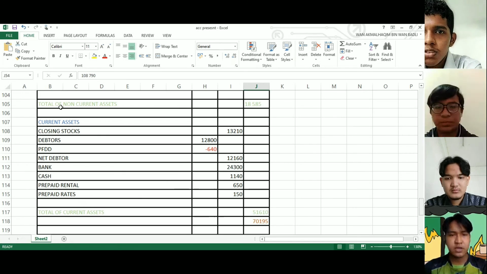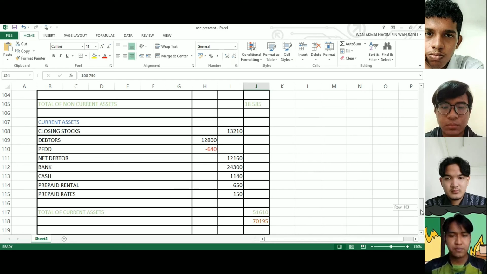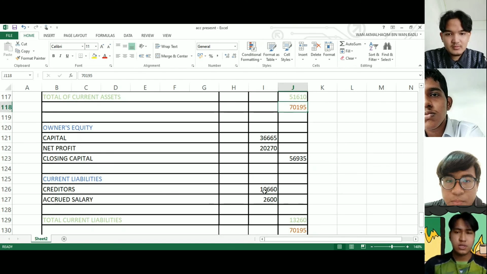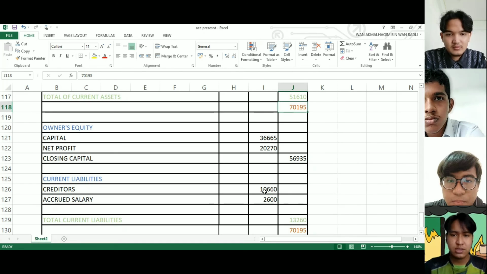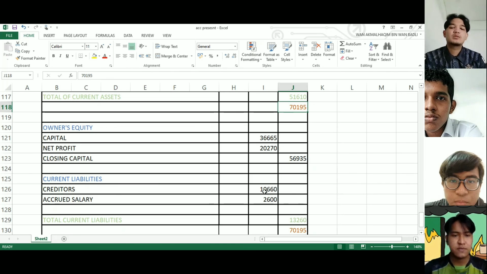So if we plus the total of non-current assets with the total of current assets, we got 70,195. So under owner's equity, we have capital 36,665. Net profit, we have 20,270. So the closing capital is 56,935.